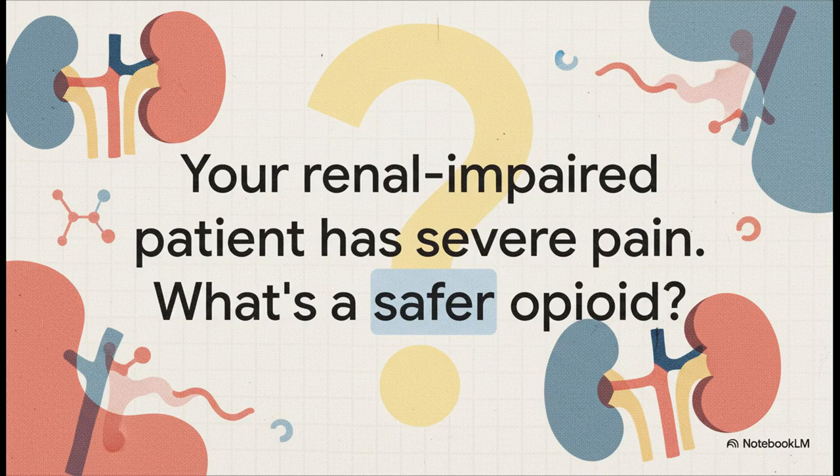Picture this. You've got a patient in a ton of pain after surgery, but you check their chart and see they have chronic kidney disease. Now you know that a lot of opioids like morphine are risky here because their metabolites can build up and become toxic. So what's the move? What do you reach for? This exact situation is why having a rock-solid understanding of fentanyl is absolutely non-negotiable.